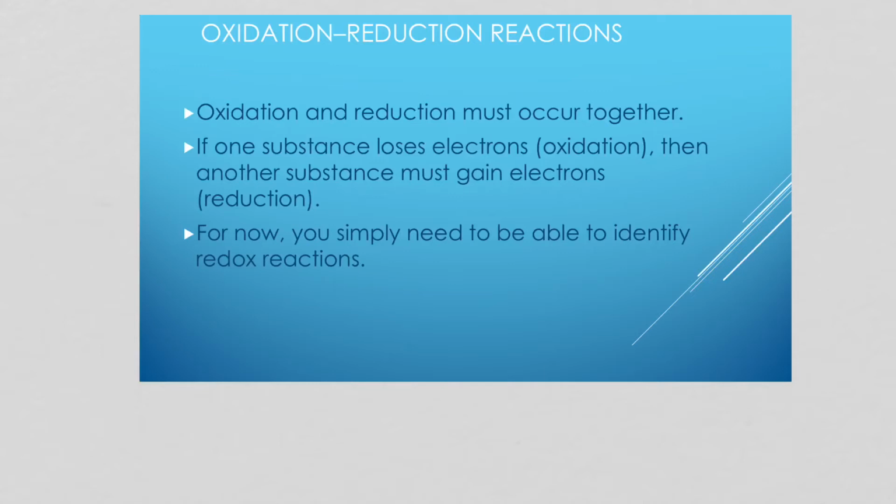But as I said, we're not going to delve into where the electrons are coming from, where they're going. Save that for a chapter later in the semester. But for now, we're just going to try to identify a redox reaction by looking at it. So we'll look for visual signs when we see a reaction to identify it as a redox reaction.